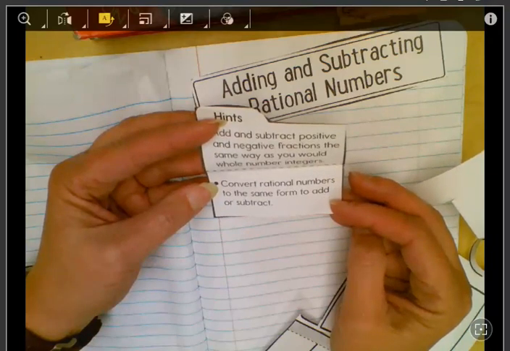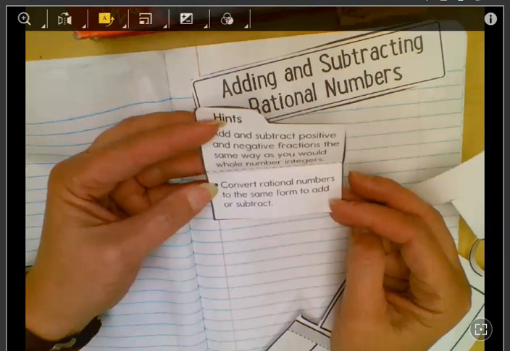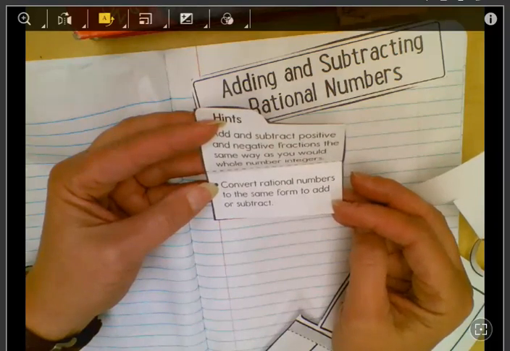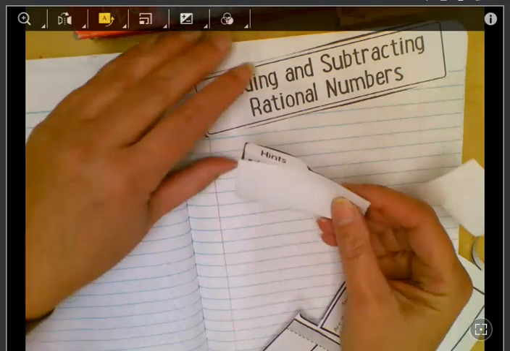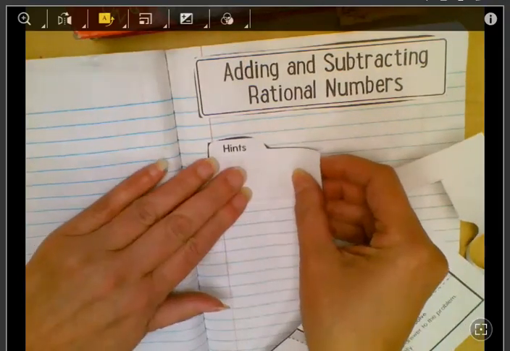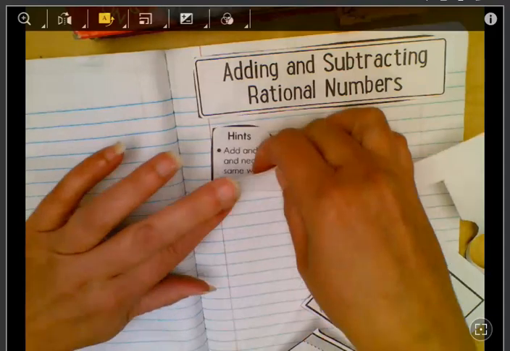So what they're talking about is when you've got fractions, you want to get a common denominator. That's the same form. Or if you've got one fraction and one decimal, you want to change either the fraction to the decimal or the decimal to the fraction to add or subtract. So it just kind of helps you know if it's in the same form. So your hints just go on your page with your hints. Okay? So that just is going to get glued down, just the back side of it, so that it can open up.